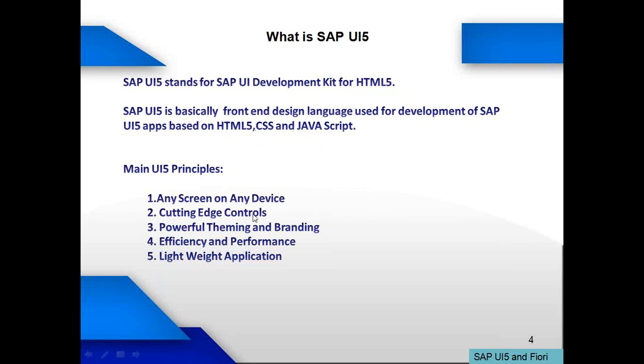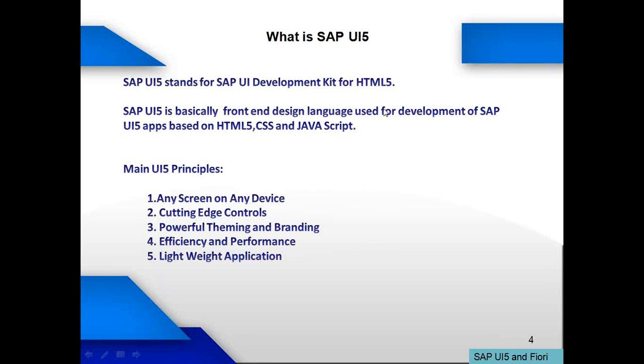And the main advantage of SAP UI5 is it can fit on any screen and any device, and it will have cutting edge controls, because it is derived from HTML5. What features are delivered in HTML5 will be incorporated into UI5. And powerful theming and branding, it is very simple and effective. SAP UI5 also has efficiency and performance. SAP UI5 is a lightweight application, so that it will run smoothly on any device.